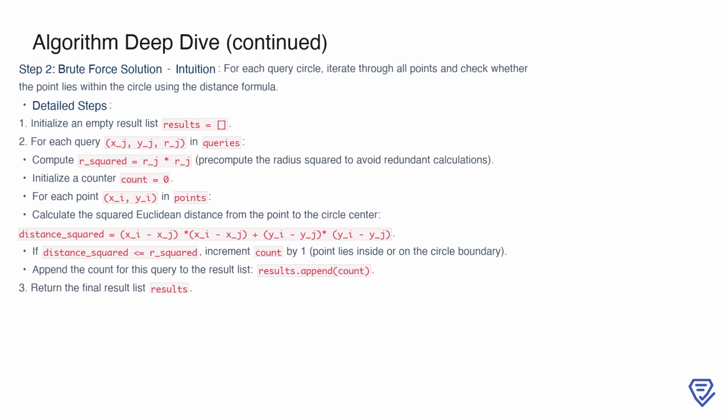Then, we initialize a counter count to 0. For every point, x_i, y_i, in the list of points, we calculate the squared Euclidean distance to the circle center using the formula (x_i - x_j)^2 + (y_i - y_j)^2. If this distance is less than or equal to r_squared, the point is inside the circle, and we increment the counter. After processing all points for the current query, we append the count to the results list. Once all queries are processed, we return the results list as the final output.